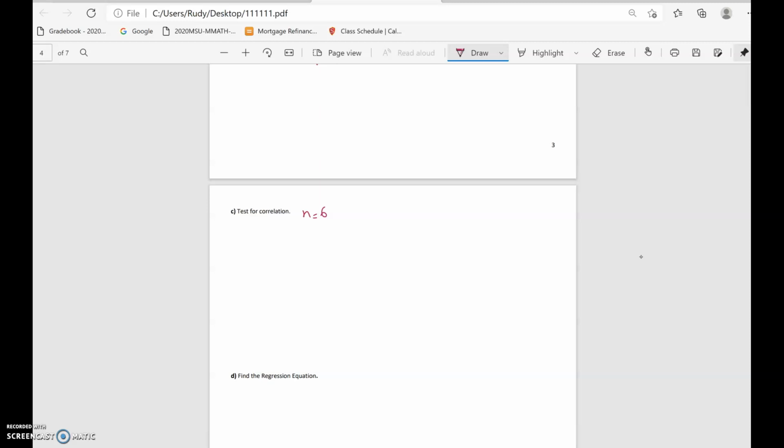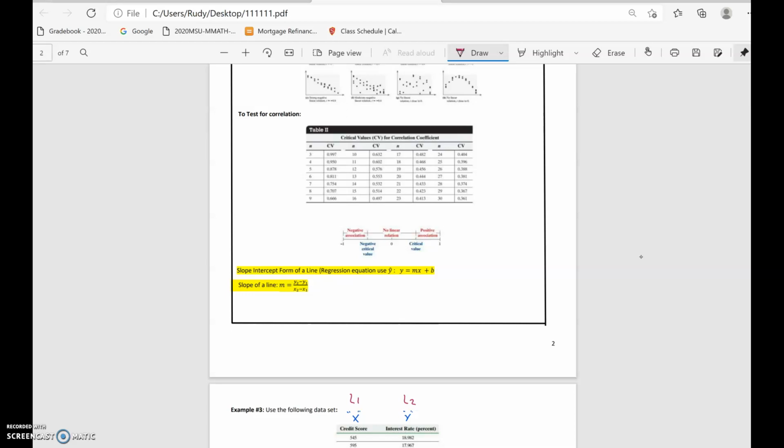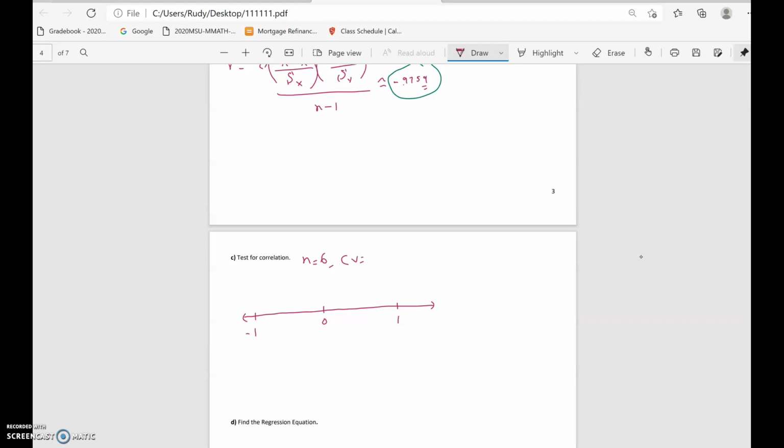And then the little sketch that we provide is going to be as follows. This is 0. Maximum R can be 1 and negative 1. Our CVs for 6 coordinate points, it's going to be here. So you're looking at this number, and it's going to be 0.811. So CVs are going to be plus or minus 0.811. So that means this is 0.811, and this is negative 0.811.